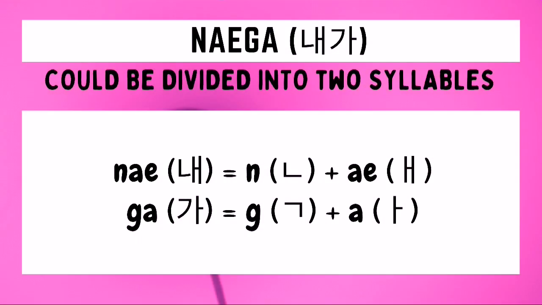How do we write 내가 in Hangul? Let's start with the first syllable. To be able to write it, we need to draw first a neon character followed by an e character. For the second syllable ga, we need to draw first a gye character followed by an a character. And then we just have to combine the Hangul for each of these syllables to form the Hangul of the word 내가.